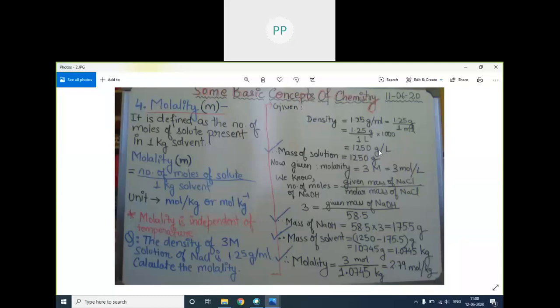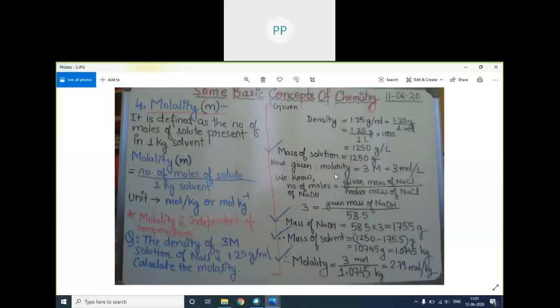So what is the meaning of this, 1250 gram per liter? It means 1250 gram of solution is there per liter. So the mass of the solution we are getting from the density. So this is one part. Now we have to use molarity. Here molarity is given, 3M. So 3M means 3 mole per liter. Molarity unit is mole per liter. I am expressing it in this way.